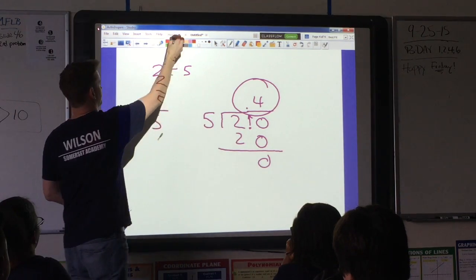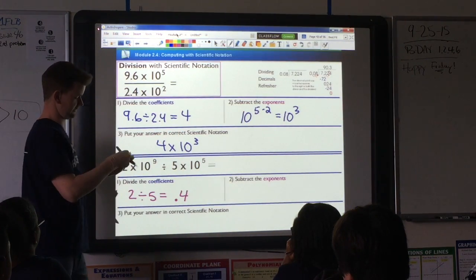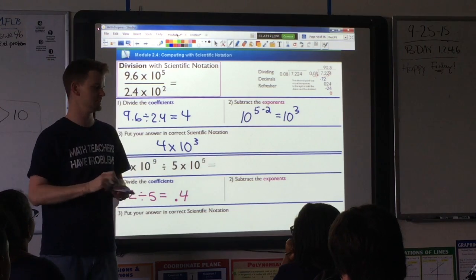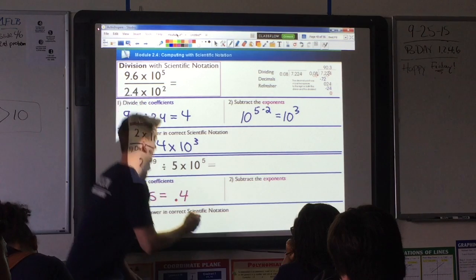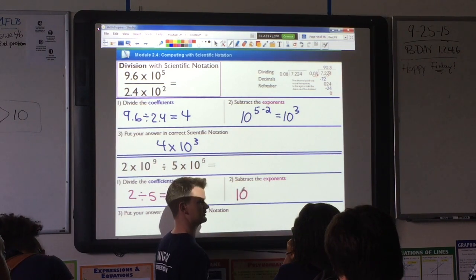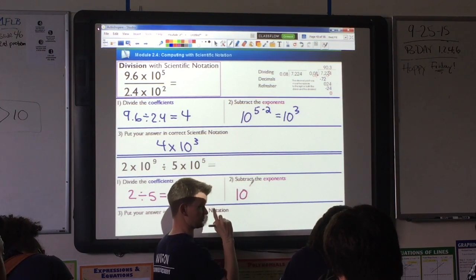Okay? All right. So back to this now. 0.4. And then, Miss Thomas, what am I doing with those exponents? Subtracting them. So we're going to do 10. What are my exponents? 9 and 5. So what am I writing first, 9 or 5?